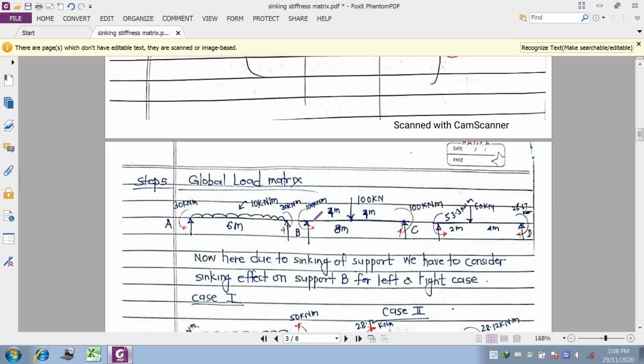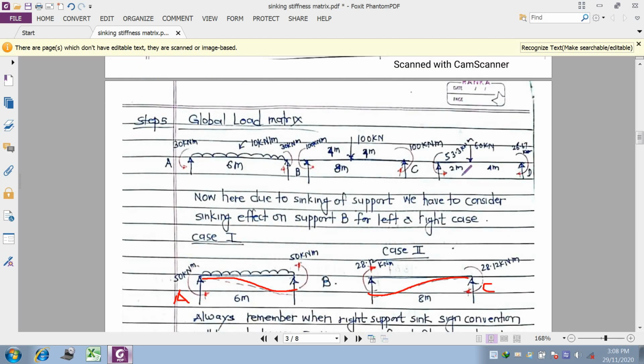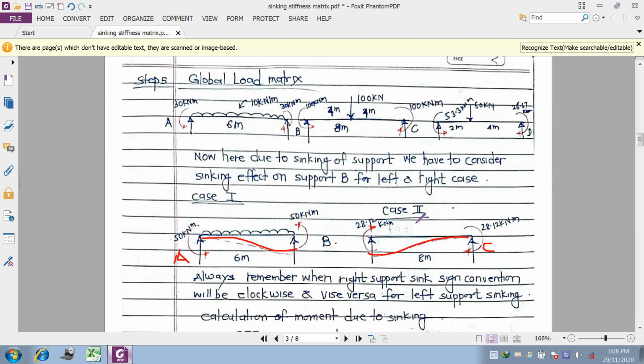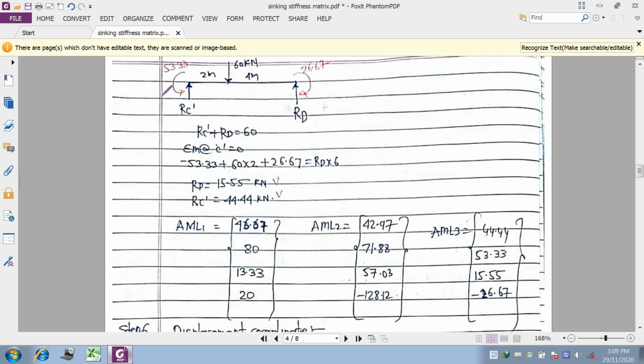Okay, now here I have directly calculated the case for CD, because CD is not sinking as per our numerical. So here directly we can take the value as 53.3 and 26.67. No need to consider this span in our sinking case, because the sinking effect only comes on the support of B.